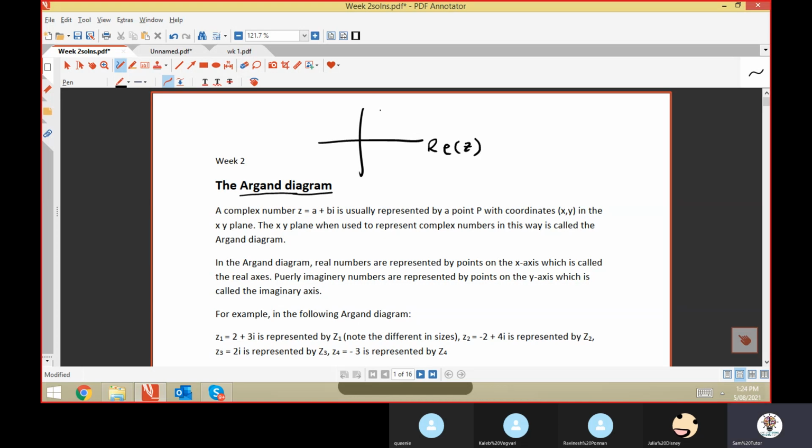The real part of z and the imaginary part of z. So complex number z equals a plus bi is usually represented by a point with coordinates x and y in the xy plane. The xy plane, when used to represent complex numbers in this way, is called the Argand diagram. In the Argand diagram, real numbers are represented by points on the x-axis, which is called the real axis. Purely imaginary numbers are represented by points on the y-axis, which is called the imaginary axis.